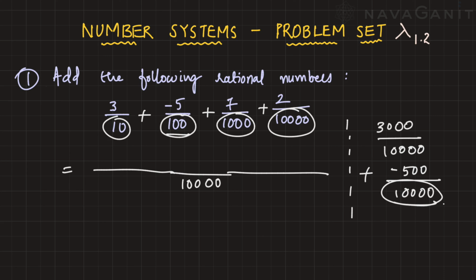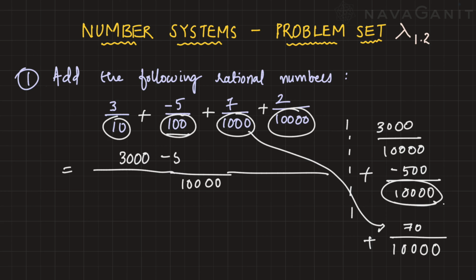Next thing that I have is 7. So 7 I have to multiply it with 10, because I just need to multiply 1000 with 10 to end up getting 10,000. So 7 also I will multiply it with 10. So now I simply will add up all the numerators. So in this case, it would be 3000 minus 500 plus 70 plus 2 will be as it is, because the denominator is already 10,000.